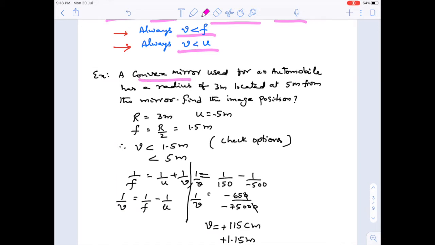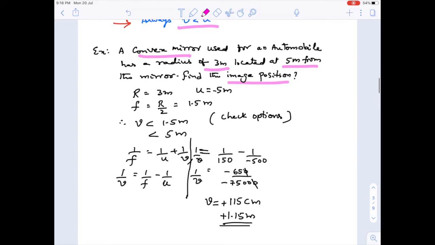I have a convex mirror with a radius of 3 meters, and an automobile is located at 5 meters from the mirror. So, the object is located at 5 meters. Find the image position. R is 3 meters, that is 300 centimeters. Now, u is 5 meters, and of course object distance is always negative, so negative. Then the radius is given, R is equal to 3 meters. Therefore, f is equal to R by 2, which is 3 by 2, that is 1.5 meters.